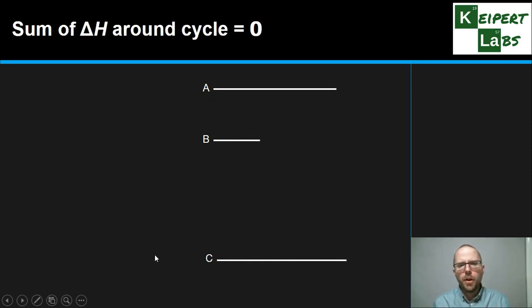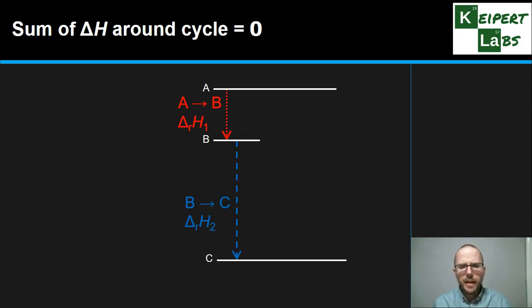But what about this idea of around a cyclic reaction? So if we start from a certain point, we cycle all the way back around. So let's say we go from A to B, the same deltaH1 value. Again from B to C, deltaH2.